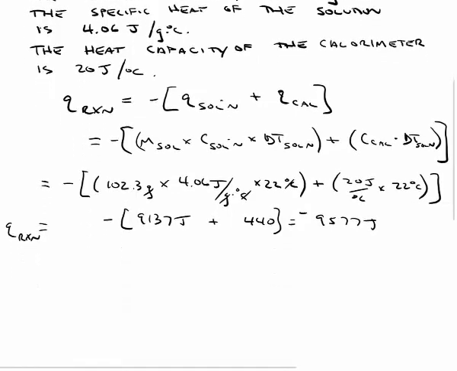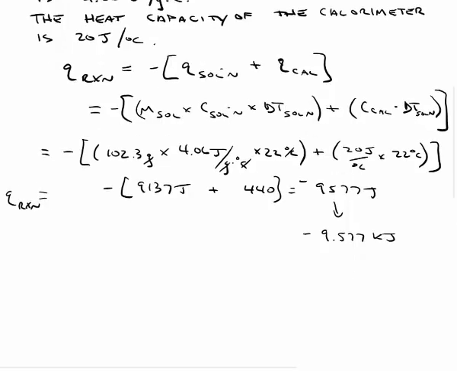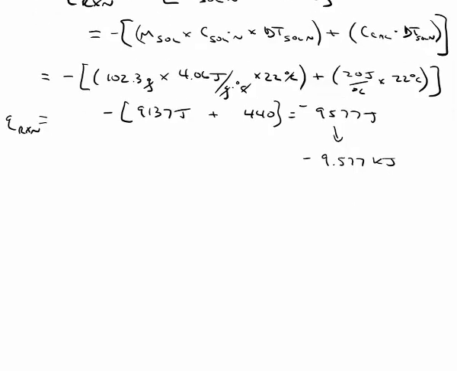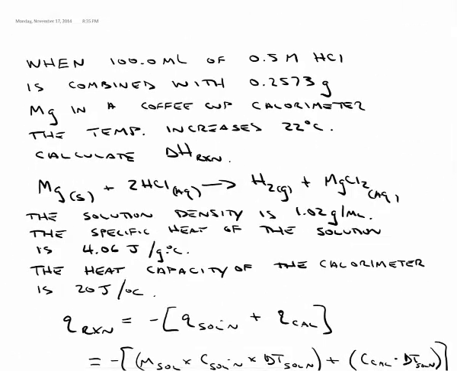Now, most of these delta H's are in kilojoules, so I'm going to convert this to kilojoules right away. That's going to be negative 9.577 kilojoules, negative because it is exothermic. Now, let's go back and take a look at this problem. The balanced chemical equation shows that the HCl has 2 moles reacting for every 1 mole of magnesium. We have the mass of the magnesium, 0.2573 grams, and we have the volume, 100 mL of a half molar HCl solution.